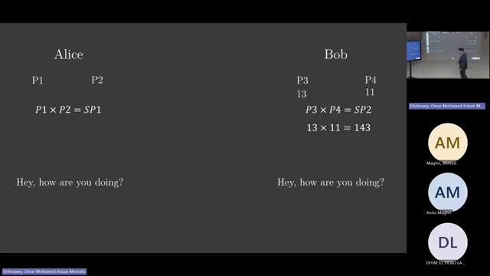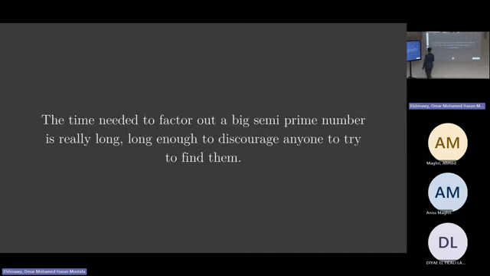You may notice that RSA relies on one big axiom. It states as follows: the time needed to factor a big semi-prime number is long enough to discourage anyone from trying to find the factors. And if you are somehow able to break this axiom, you should be able to break RSA. Remember this for later. Now, let's move on to quantum computing.